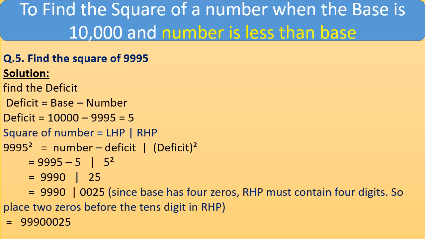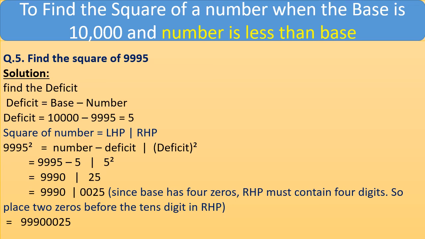To find the square of a number when the base is 10,000 and the number is less than base, suppose we want to find the square of 9995. Now the base will be 10,000, as it is nearest to 9995. So here the number is less than base, so we'll find the deficit. Now deficit will be base minus number. Base is 10,000 and number is 9995, so our deficit will be 5.